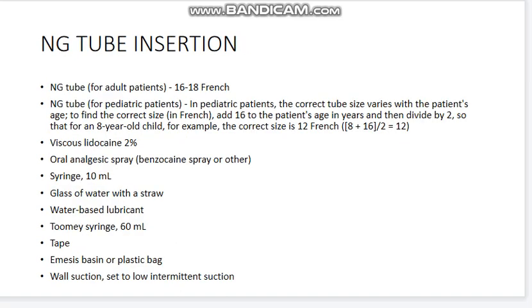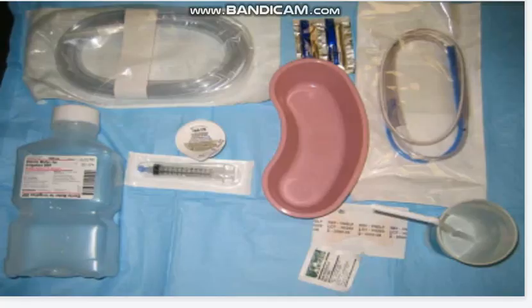Nasogastric tube insertion for a pediatric patient requires the correct tube size, viscous lidocaine 2%, oral analgesic spray, and a syringe for confirmation of the nasogastric tube, a glass of water with a straw, water-based lubricant, tape, an emesis plastic bag, and wall suction. This is the nasogastric tube insertion requirement.